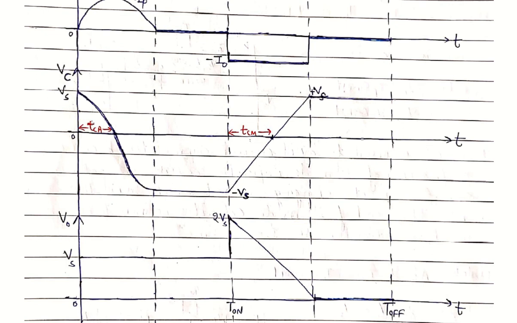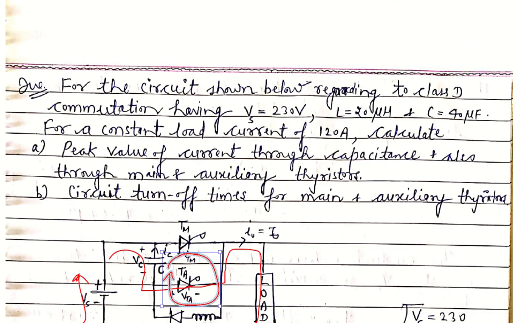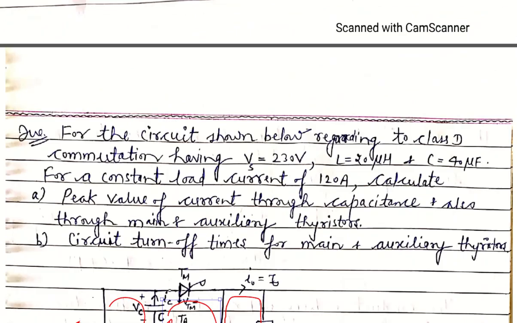This is the circuit turn-off time of the auxiliary thyristor, which will be half of this pi root LC, because this is the duration of pi root LC, and if you want to find TCA, then it is half of the pi root LC. This will be TCA, that is the circuit turn-off time of the auxiliary thyristor. So now we calculate the circuit turn-off time.